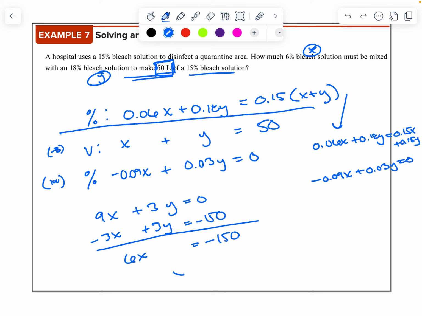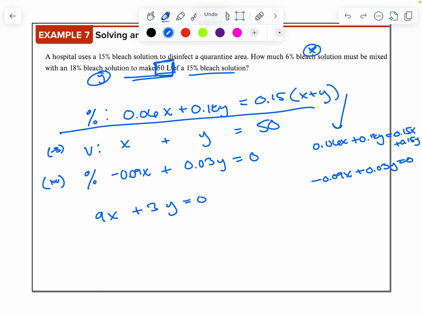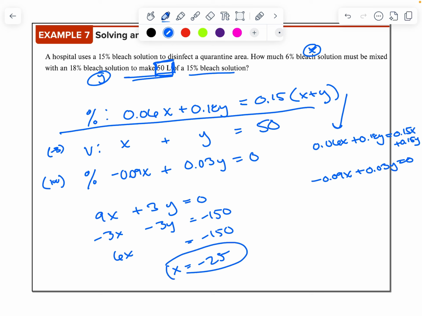Oh, it's plus 3y. Negative 3x. Did I multiply by positive 3? Okay, that's why. If I multiply by negative 3, that would be negative 3x minus 3y equals negative 150. Yeah, 6x equals negative 150. Oh, man. x equals negative 25. All right, well, here we go.